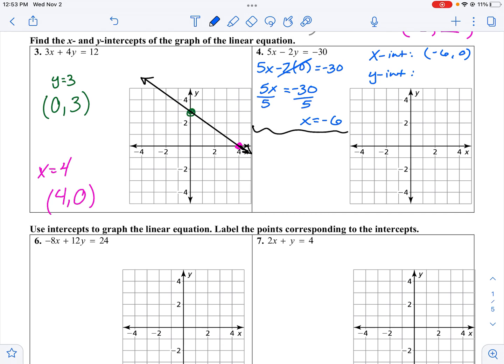To find my y-intercept, I'm going to set x equal to 0. So 5 times, but instead of x, I'll put a 0, minus 2y equals negative 30. Well, 5 times 0 is 0. I get negative 2y equals negative 30. And then if I divide, negative divided by negative is a positive 15. So I would get 0 for x and a positive 15 for the y-coordinate.